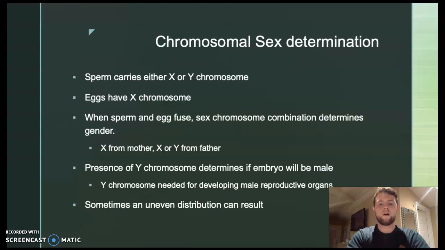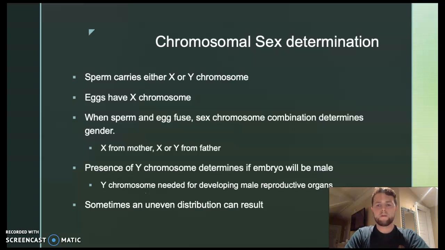On this slide, we'll dive a little bit more into the genetic determination of gender. So all the eggs from the mother carry an X chromosome, and the sperm from the father carries an X or a Y chromosome. When the two fuse together, the combination that ensues is what determines the genetic sex of the offspring. So essentially, the presence of the Y chromosome, or lack thereof, is what determines if the offspring will be male or not.